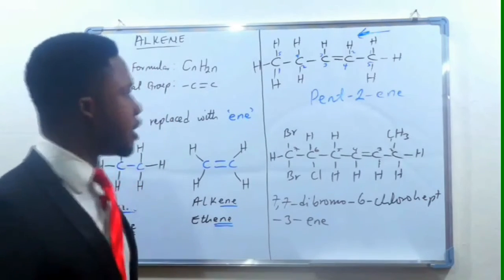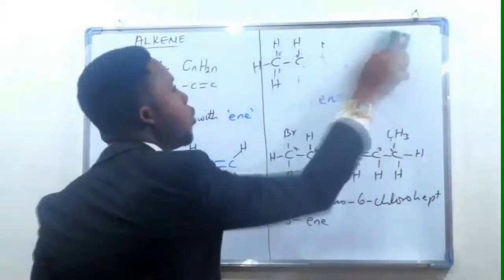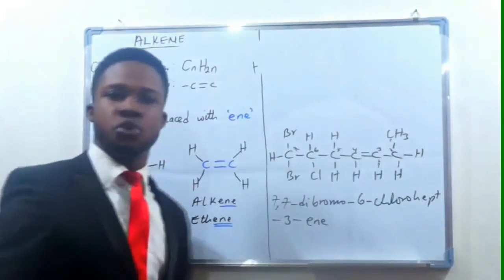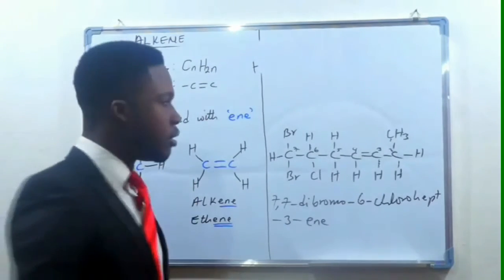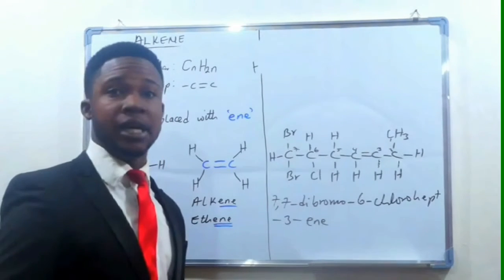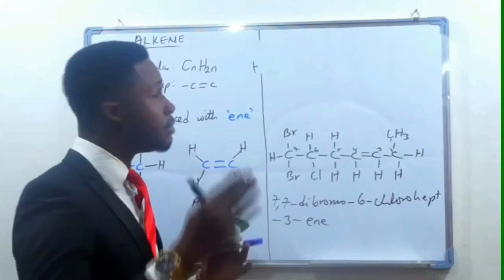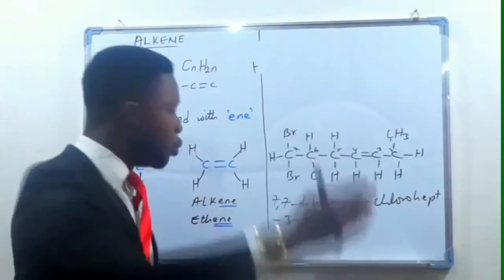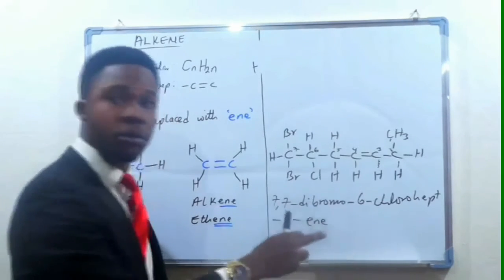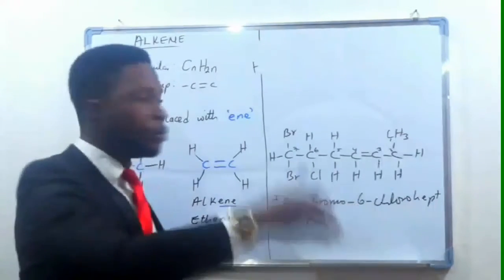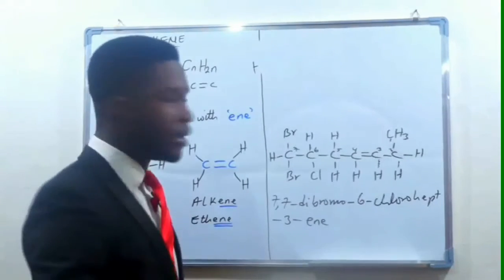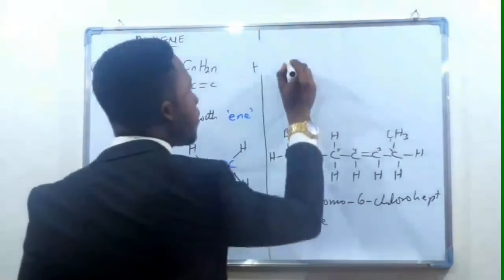Now let's take a look at another example here where we can have 2 or more double bonds in one particular carbon chain. And when we have that, just like when we have 2 bromines here, we say dibromo. When we have 2 double bonds, it will be diene. We can also have triene. Now let's take a look at this example.